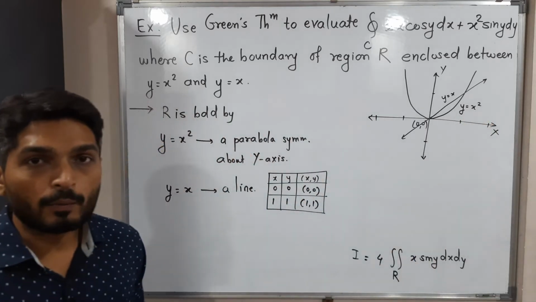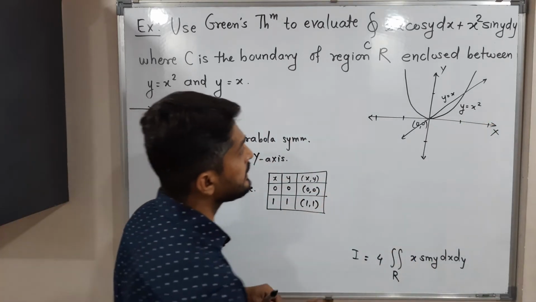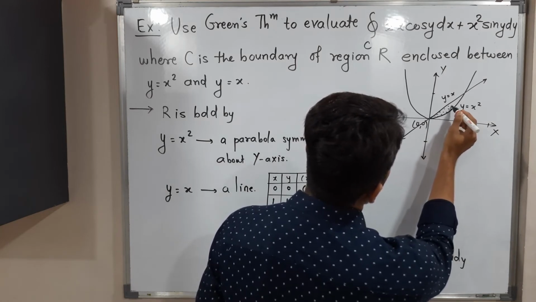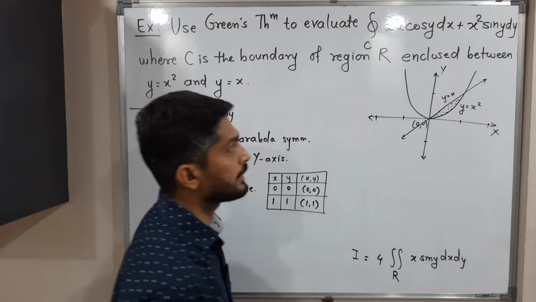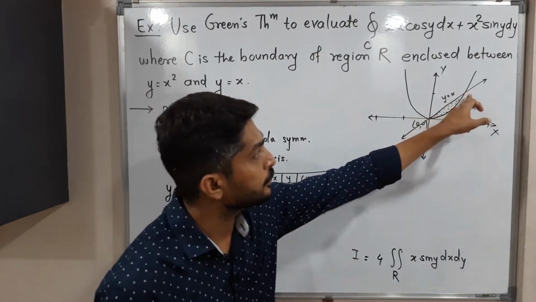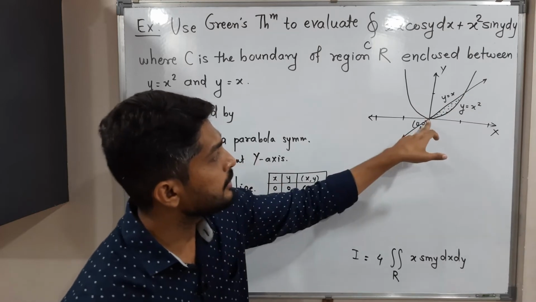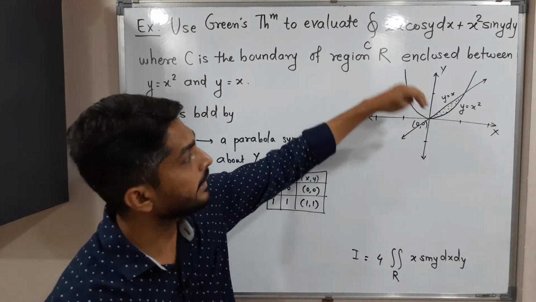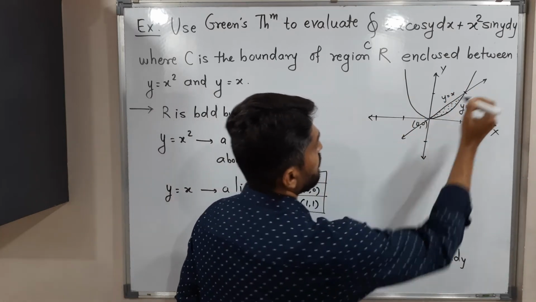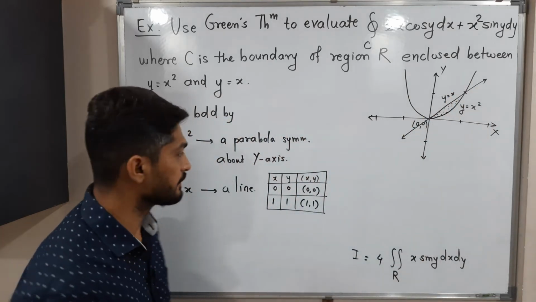So the region is bounded by these two curves. You can easily see here that the region is bounded by these two curves. This is the region of integration. After that, we are interested to find the point of intersection also. As you can see here, this is (0, 0) through which this line and parabola both are passing. But I am interested to find this other point of intersection. Let us find it first.